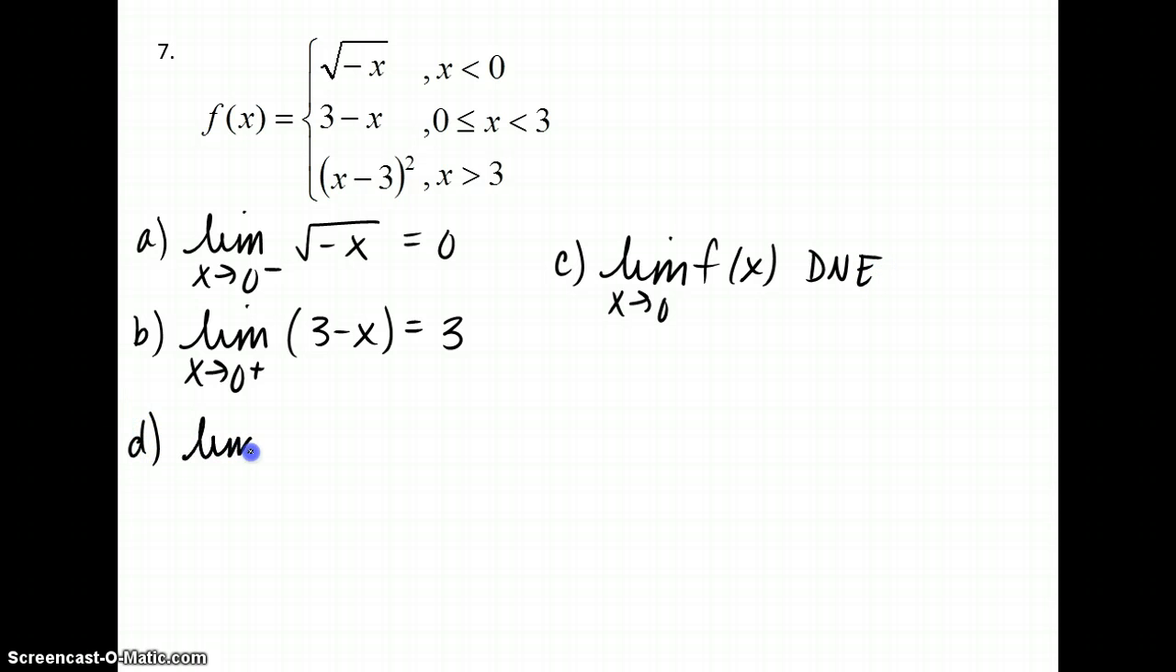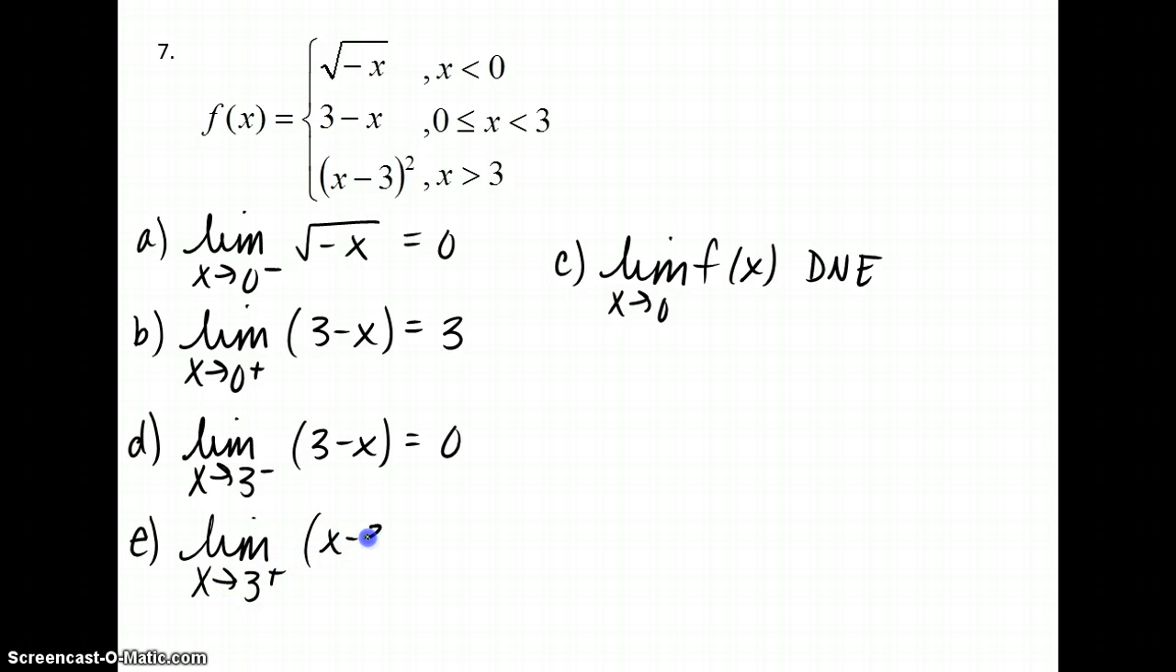Alright, limit as x approaches 3 from the left-hand side. That function is the line, so making a direct substitution gives us a limit of 0. Limit as x approaches 3 from the right-hand side. We now make a direct substitution into the quadratic. That also gives us a value of 0. So the limit as x approaches 3 exists, and it's 0 because the one-sided limits are both 0.